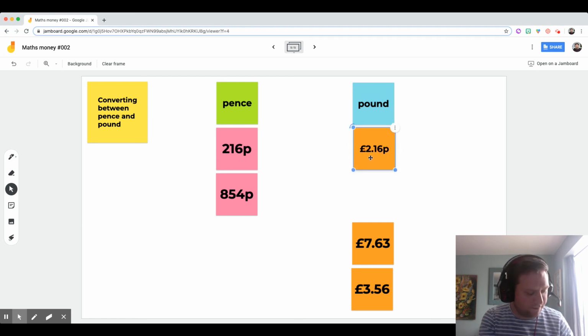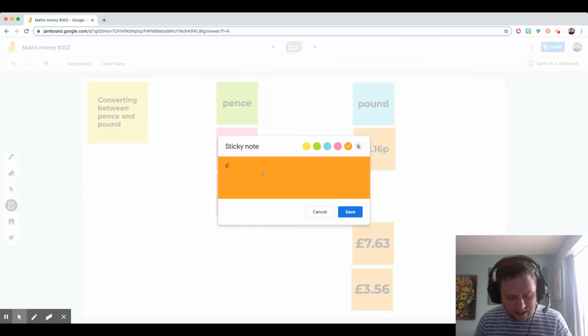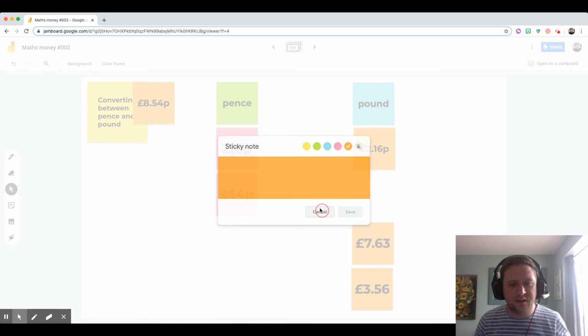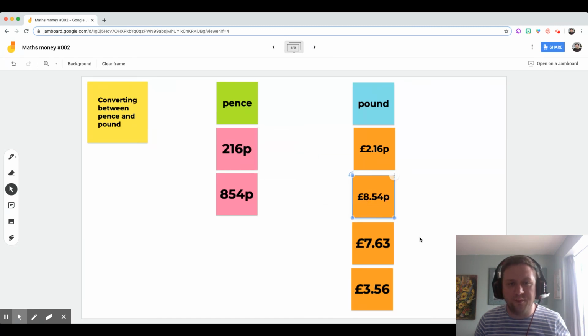So now I've got 854 pence. So again, the first thing I'm going to do is partition it and take the hundreds out. And now I know 100 pennies is £1, so 800 pennies would give me £8. So I'll go with £8, and then there were 54 pennies left. So I've converted that into £8 and 54 pence.